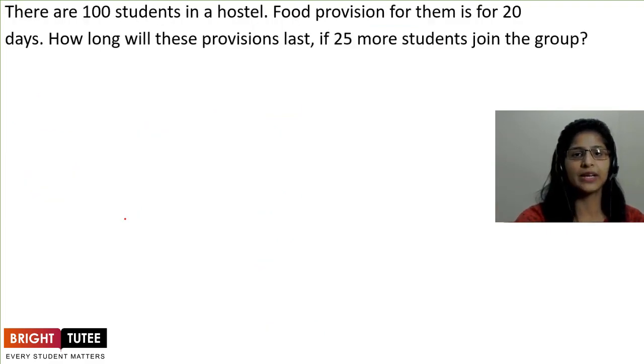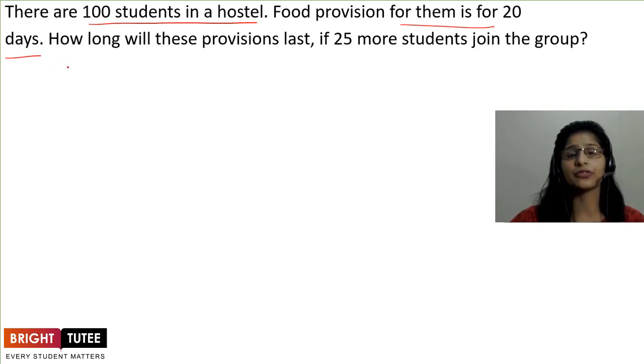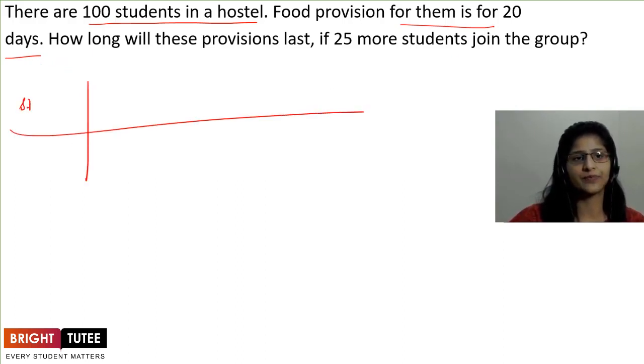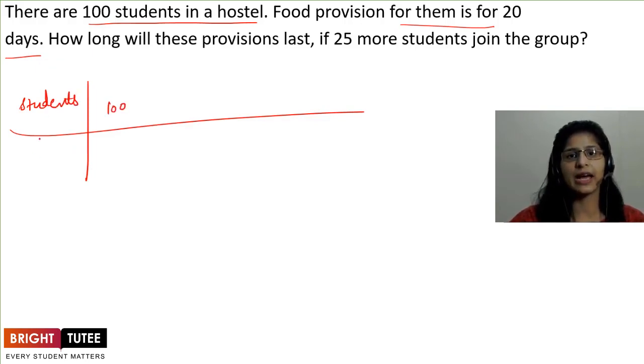Okay. Moving ahead, we have another question. It says there are a total of 100 students. Food provision for them is for 20 days. So 100 students and the food provision is for 20 days. We will write students: 100 students. And the food provision is for how many days? We will write days here. It is for 20 days.